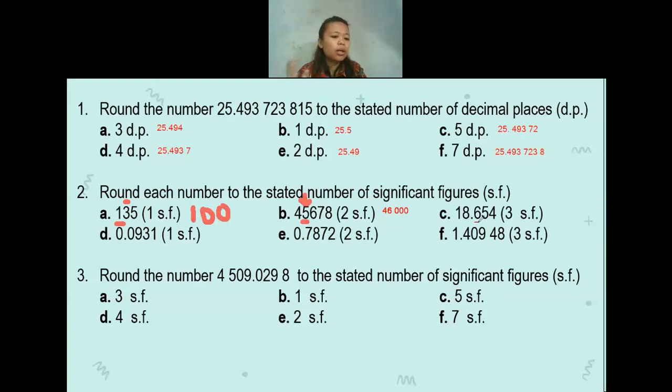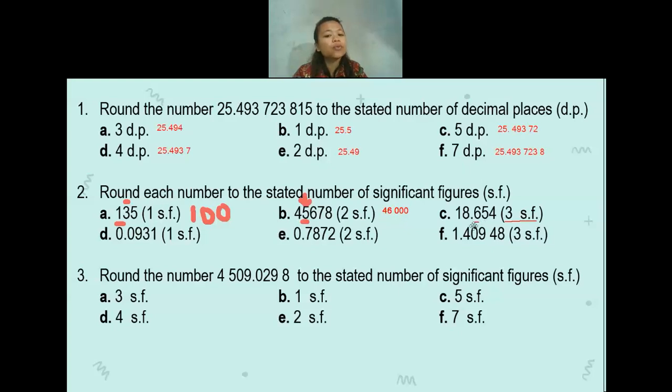Before I explain how to do it, do you understand how to find which digit is significant? So how do we find the answer for rounding off the number to the nearest significant figures? All we have to do is find which digit is significant. Like question C, it says three significant figures. So I need to find the third significant figure. The first is 1, the second is 8, the third is 6. That's why we choose the 6.